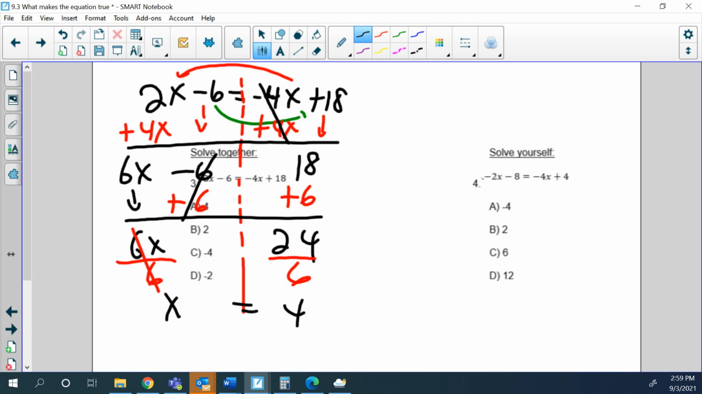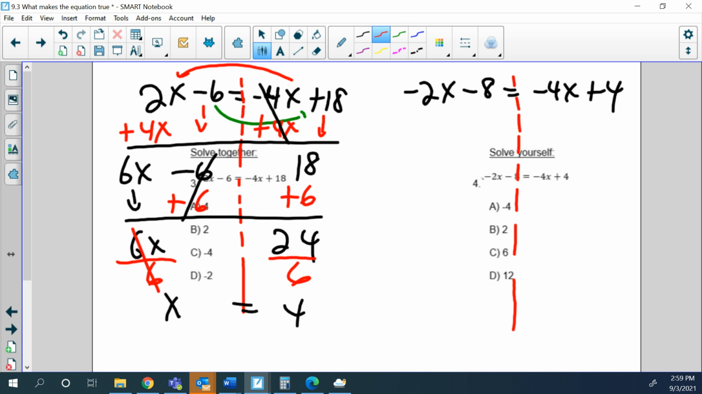All right. Let's look at this one over here. So let me rewrite this. That's going to give me negative 2x minus 8 is equal to negative 4x plus 4. Okay, I draw my railroad track. So I need to cancel this negative 4x. It needs to be on the left side. And the negative 8 needs to be on the right side. So let's go ahead and do that.